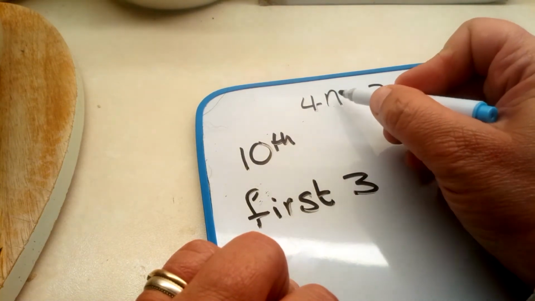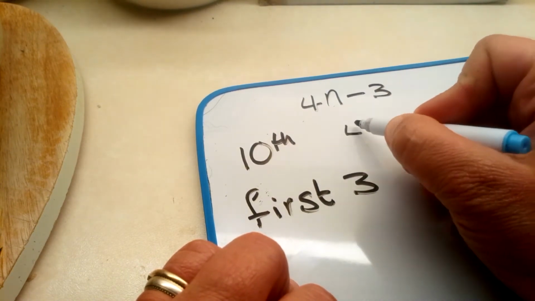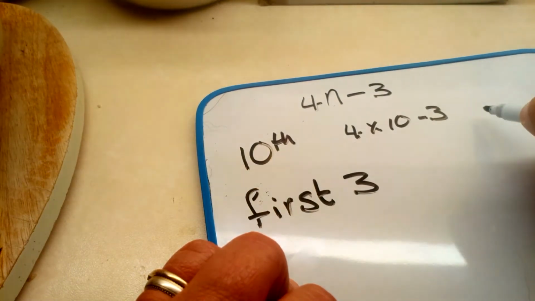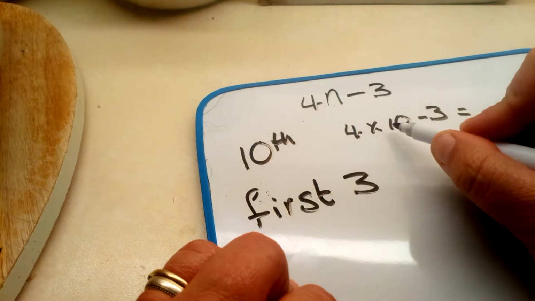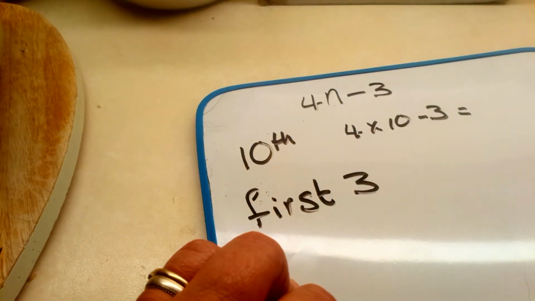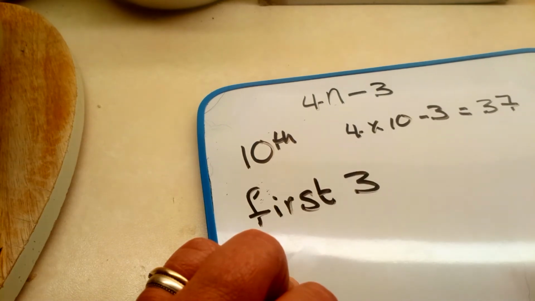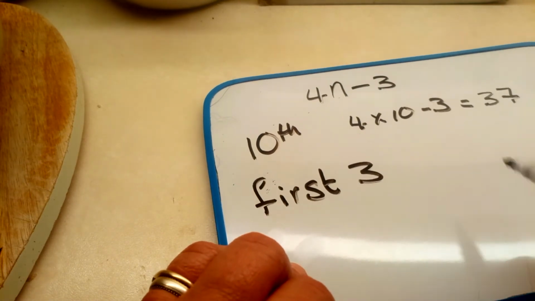So we're swapping out the n for 10. So it would now be 4 times 10 minus 3. So 4 times 10 is 40, minus the 3 would be 37. And that would be your answer.